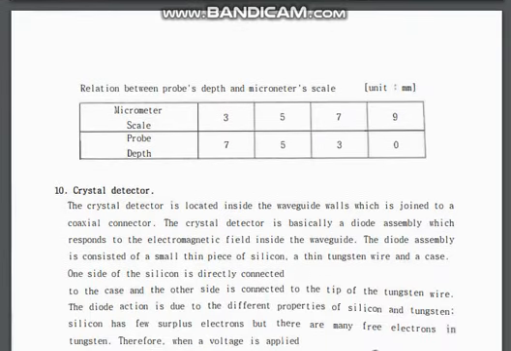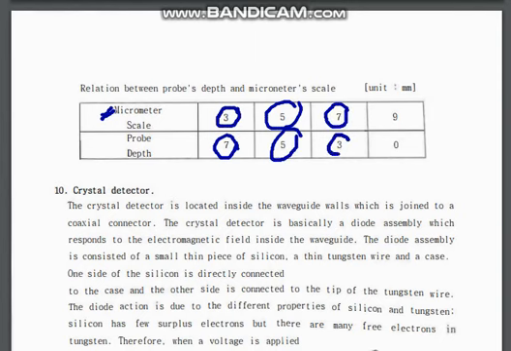There is a relationship between the probe's depth and the micrometer scale. If you go 3 millimeters on the micrometer scale, the probe depth will be 7 millimeters. If it is 5, then the probe depth will be 5. If it is 7, that will be 3. So 3 to 7, 7 to 3 is the ratio between the micrometer scale and probe depth, and 5 to 5 is similar.